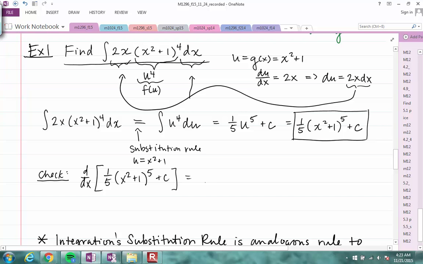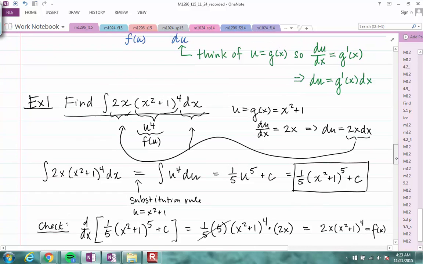So notice we're going to use the chain rule here, and we have a constant multiple of 1/5. So that's the derivative of the outer function evaluated at the inner function, the constant multiple rule, and then the derivative of the inside function, which is 2x. So notice these are going away, and we get exactly what we started with on the inside of our integral, which we'll call little f.